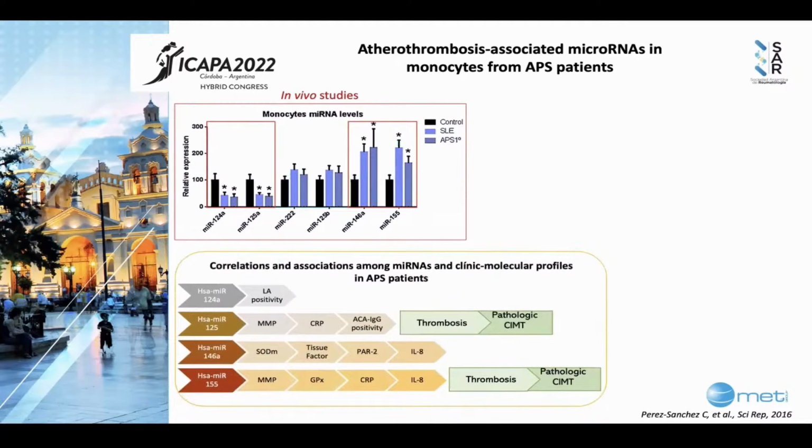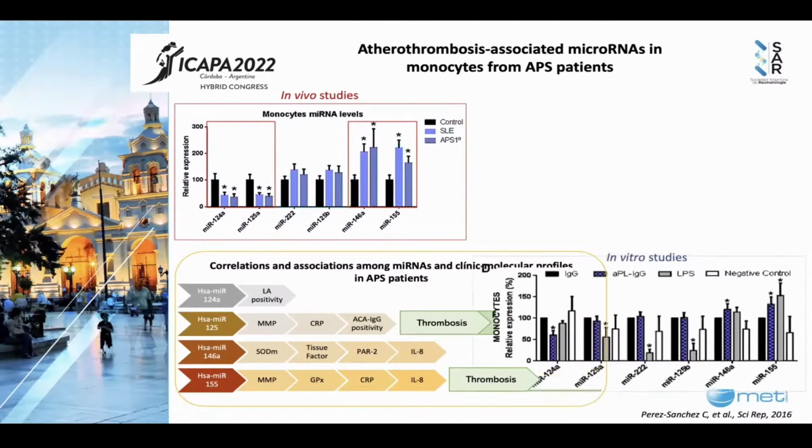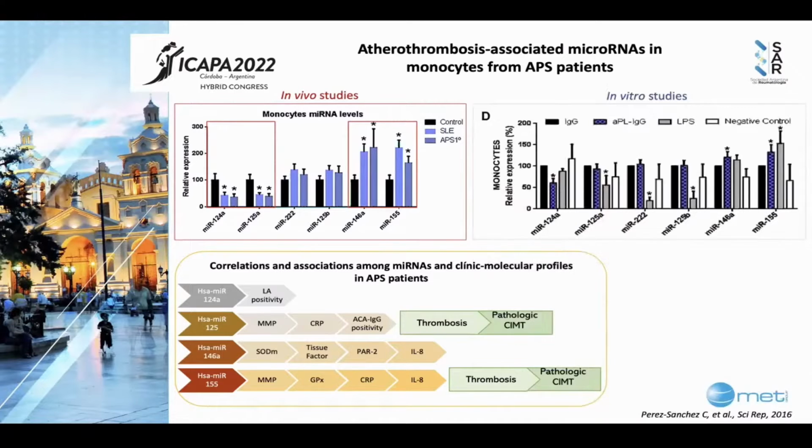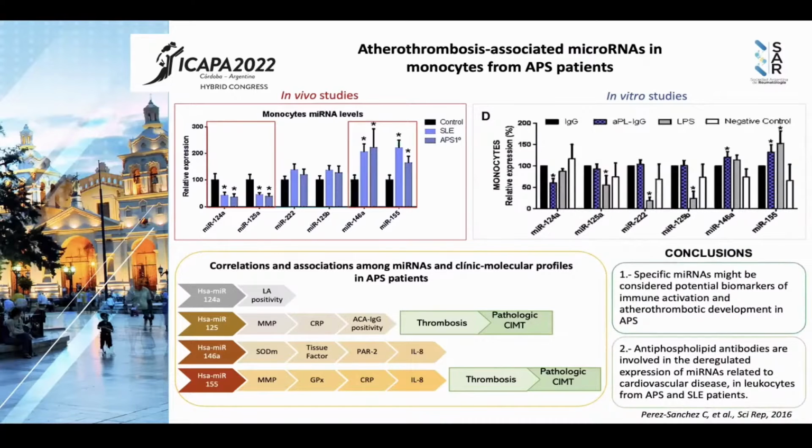Furthermore, the altered levels of these microRNAs correlated with markers of thrombosis, inflammation, and oxidative stress, and were associated to the presence of thrombotic events, as well as with an increased carotid intima-media thickness as a mark of early atherosclerosis. In vitro, monocyte treatment with antiphospholipid antibodies promoted the same deregulation of microRNAs observed in vivo. Taken together, this result established that specific microRNAs might be considered potential biomarkers of immune activation and atherothrombotic development in APS patients. Antiphospholipid antibodies are directly involved in the deregulated expression of these microRNAs.